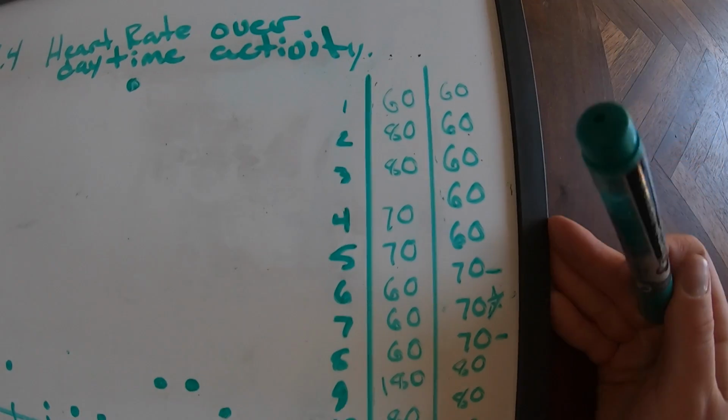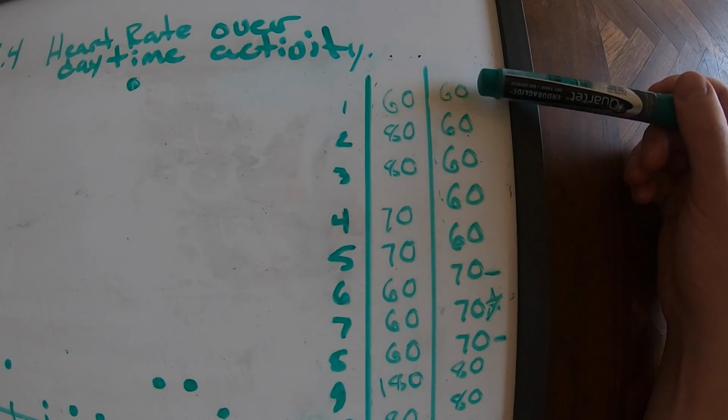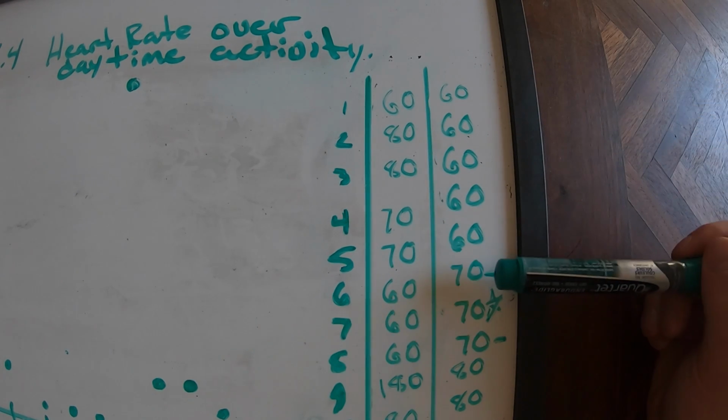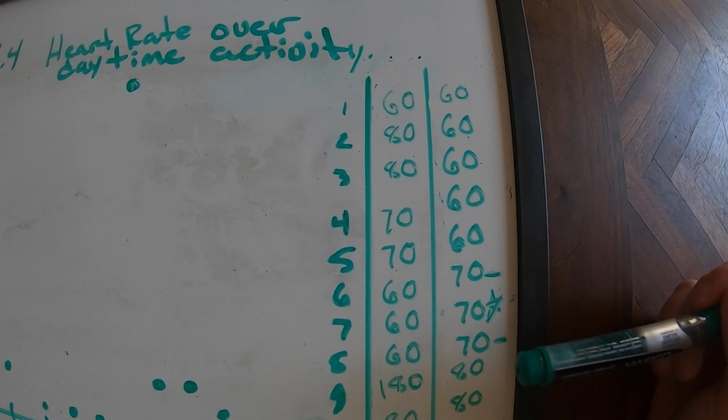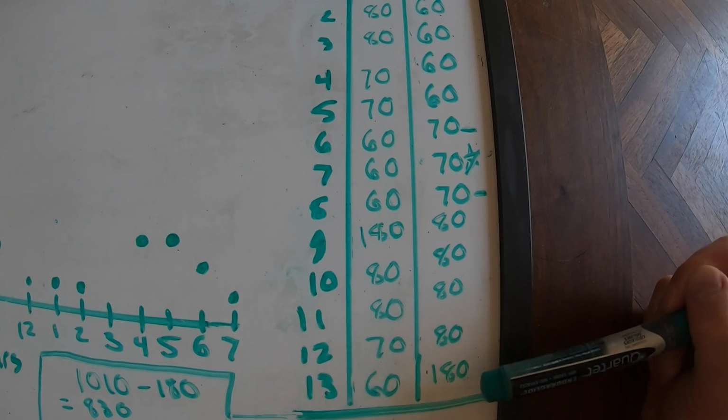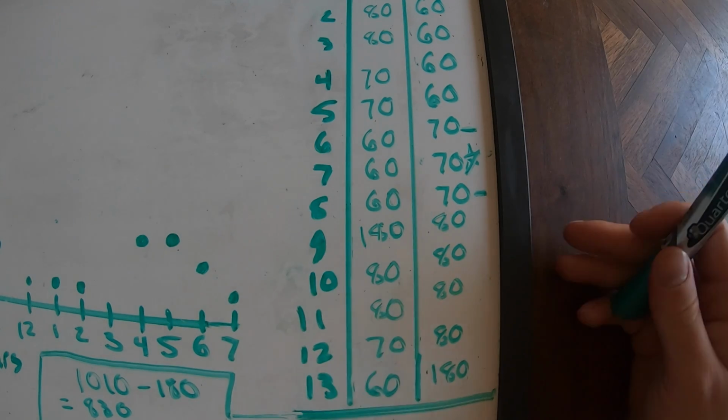Then what I've done is I've rearranged it in ascending order. So I have 60, 1, 2, 3, 4, 5 times. I have 70, 1, 2, 3 times. And I have 80, 1, 2, 3, 4 times. And then I have my 180.